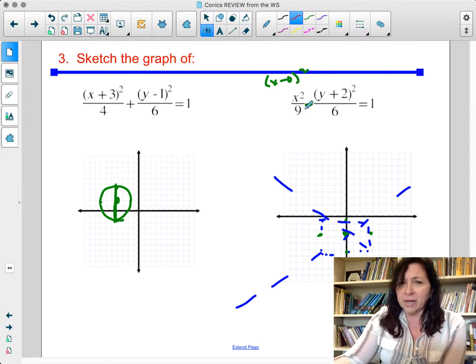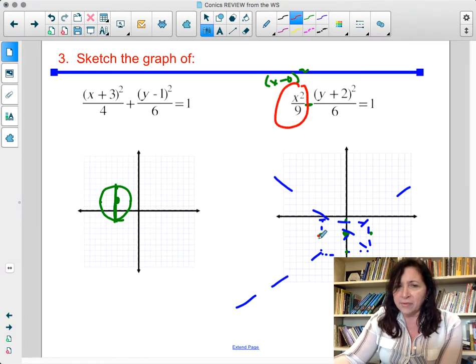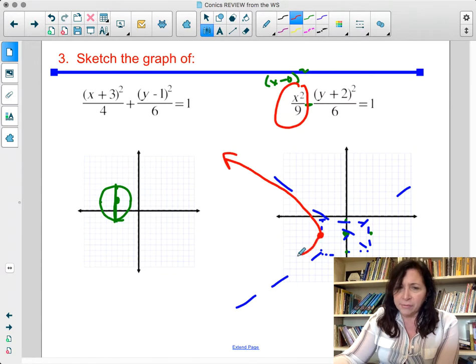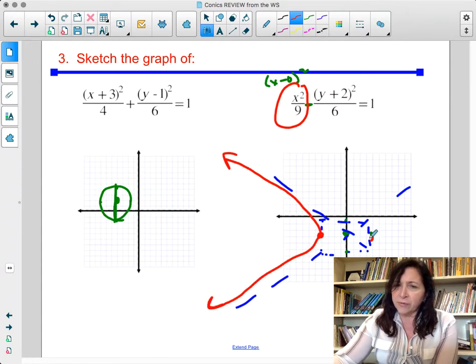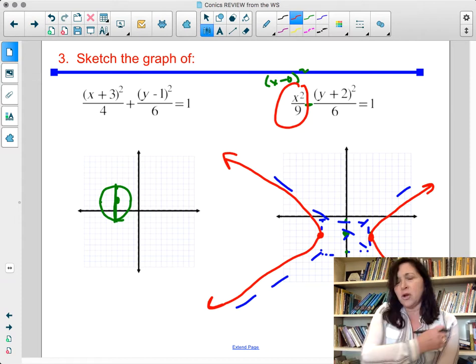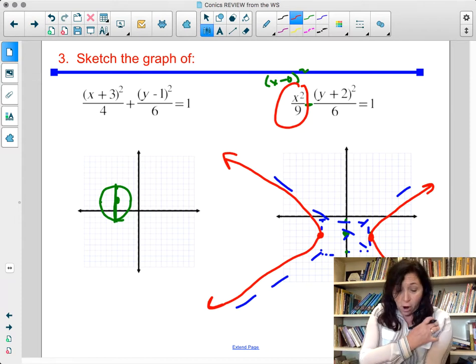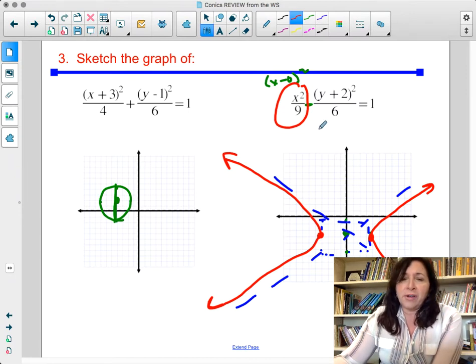And I need to look at this and say, well, my x squared term is positive. So that means that my graph is going to follow the asymptotes. It just sort of goes along there, okay? A couple of comments here. I know we haven't been practicing so far to find the focal points, etc.